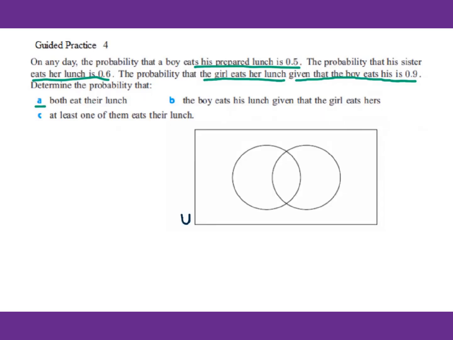We have to use a Venn diagram to illustrate this situation. See, this is the boy, and this will be the sister. And the labels here are A, B, C, and D. According to the given information, we know A plus B equals 0.5. And B plus C equals 0.6.